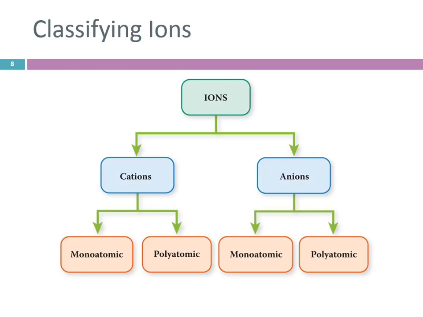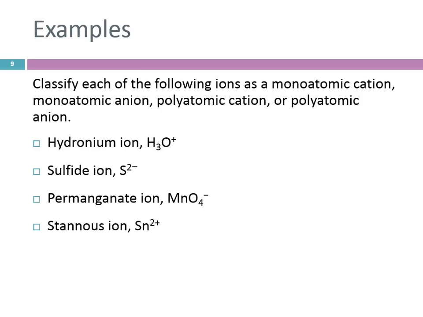So for those who like pictures, there's a flowchart showing how we divided those up. We've got cations, we've got anions, and under anions we have monatomic and polyatomic. Under cations there's monatomic and polyatomic. So let's classify some ions: monatomic cation, monatomic anion, polyatomic cation, or polyatomic anion.